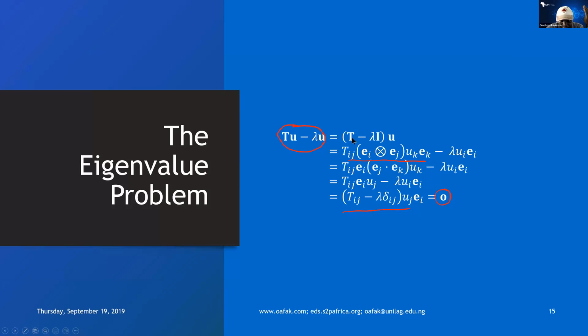tensor, not the tensor T, the determinant of the tensor we form with T minus lambda I, must be equal to zero. That is similar to the rule that if two scalars are multiplying each other and the product is zero, one of them must be zero. If you know one is not zero, then the other one has to be zero.